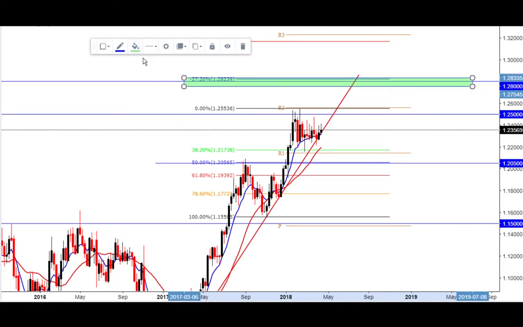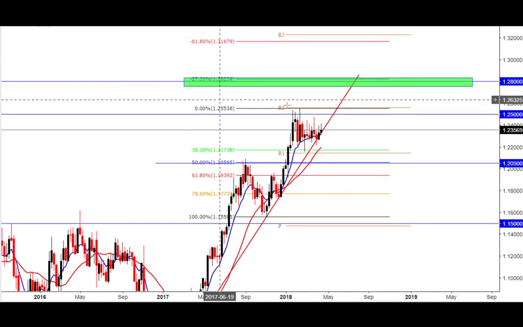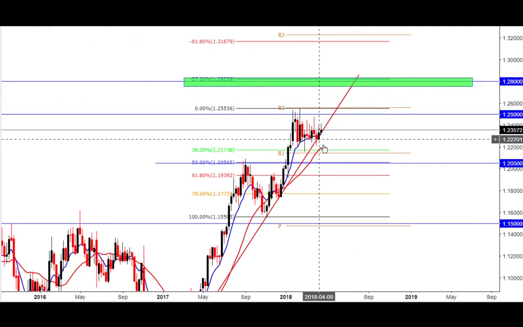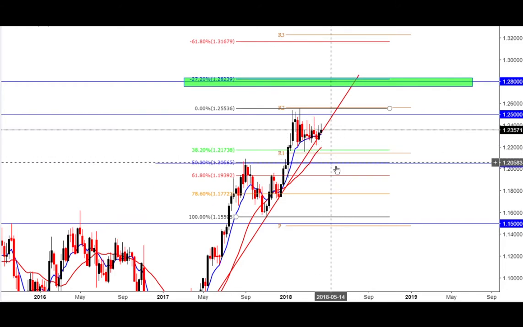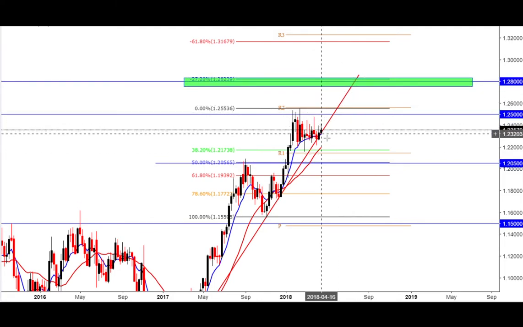So perhaps you could see a rally, a crossover of these moving averages, a break of this trend line, and the prices could come all the way to 1.205 before going higher and taking out this level. That would be a retracement to the 50% level of this move that had no substantial retracement.